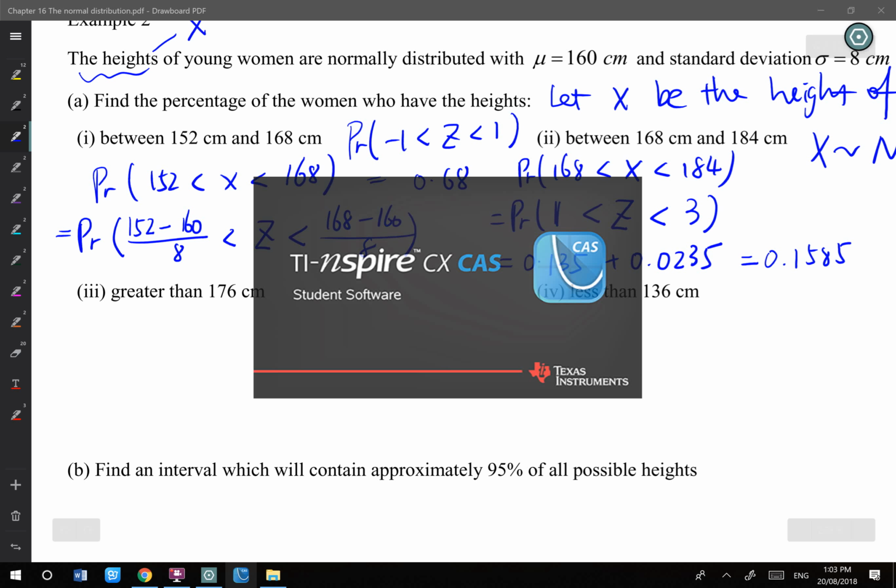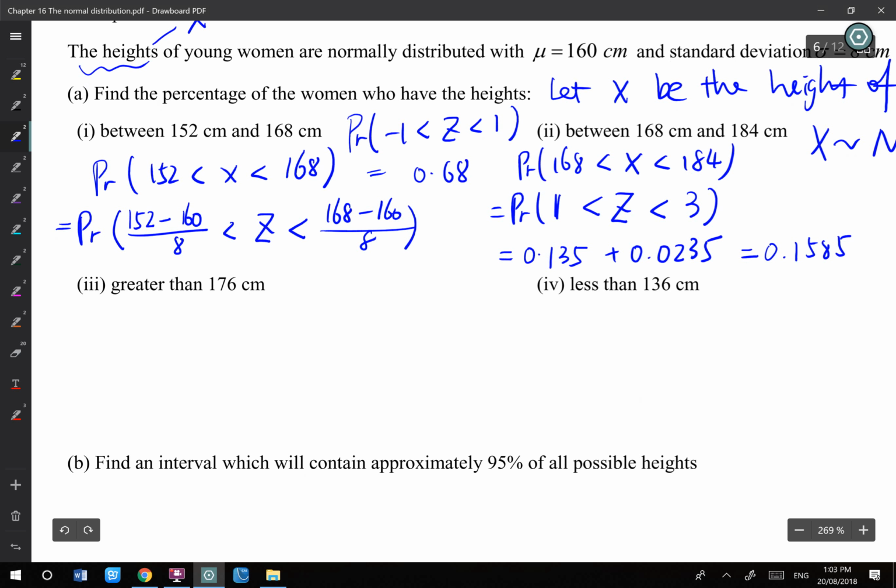Calculator. Okay, so we look at the normal distribution on the board, and then we just have 0.135 plus 0.0235.